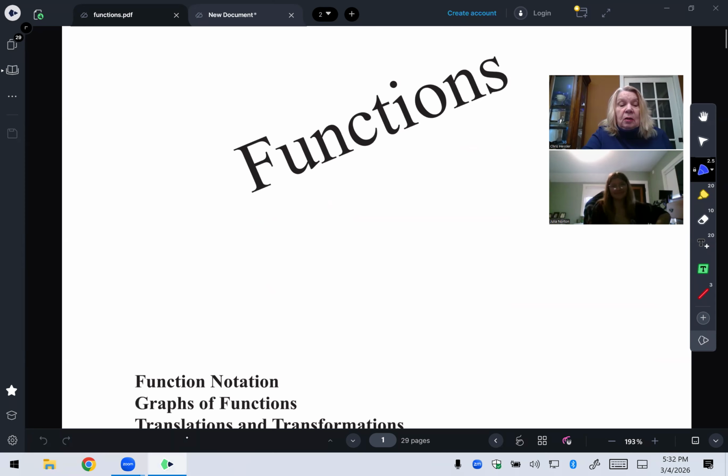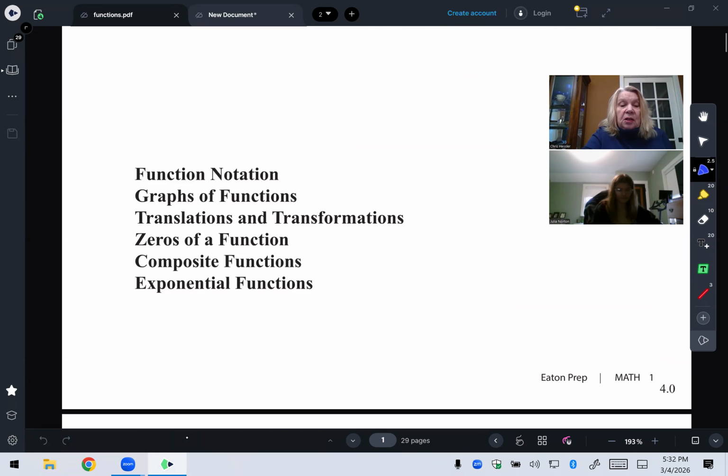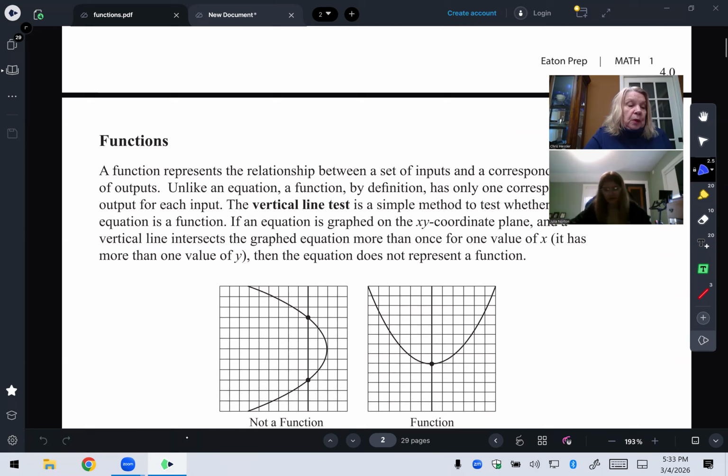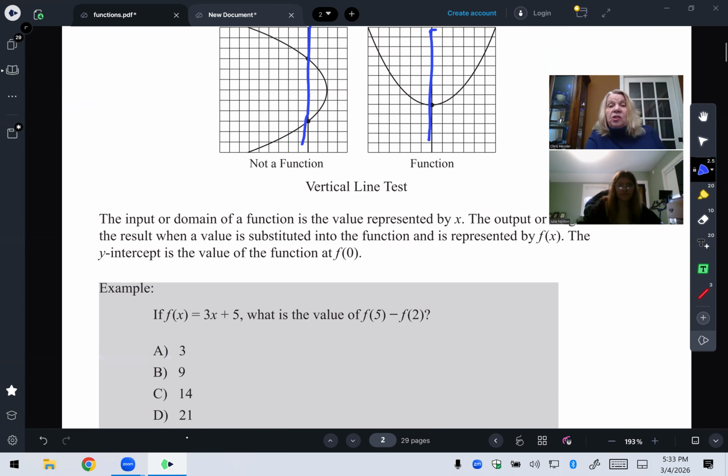Okay, so we're going to start with these topics. And on the first page, a function represents the relationship between inputs and outputs. Unlike an equation, a function by definition has only one corresponding output for each input. So this is not a function, but this is. You've had that in school for a while. Functions weren't even on the test 10 years ago. So this is pretty easy.